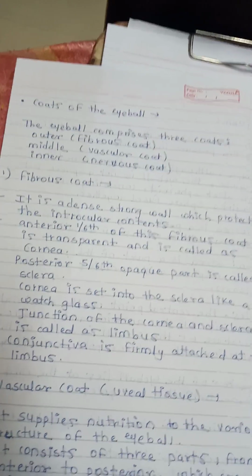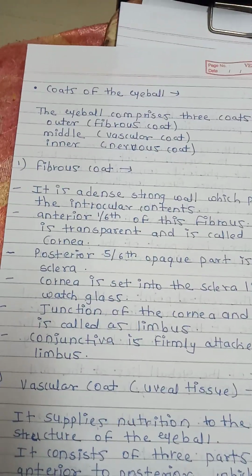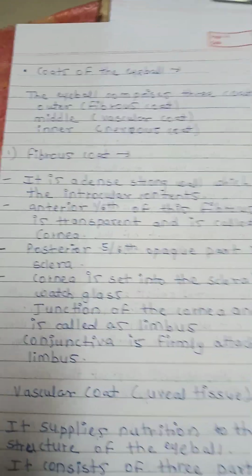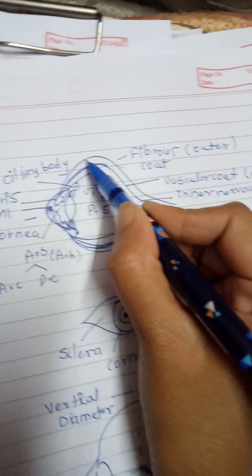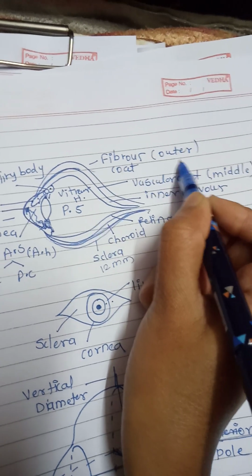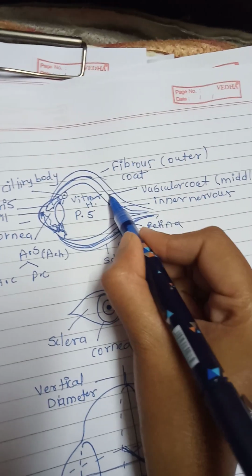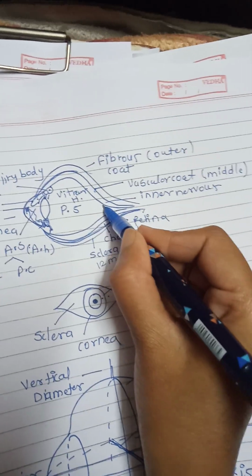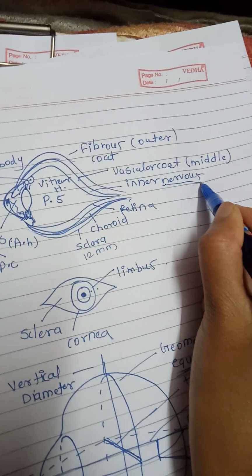Then the coats of the eyeball. The eyeball comprises three coats. First is the outer fibrous coat, second is the middle vascular coat, and third is the inner nervous coat. In this diagram, this outer coat is the fibrous coat, then the middle vascular coat, and the innermost coat is the nervous coat.